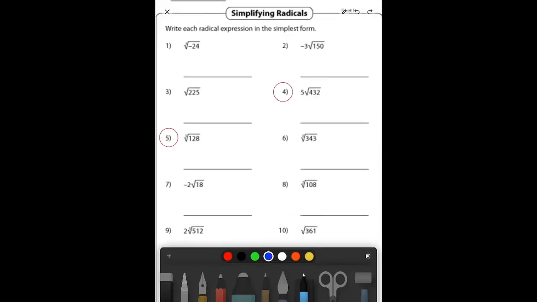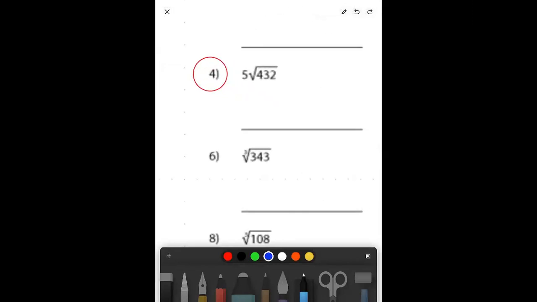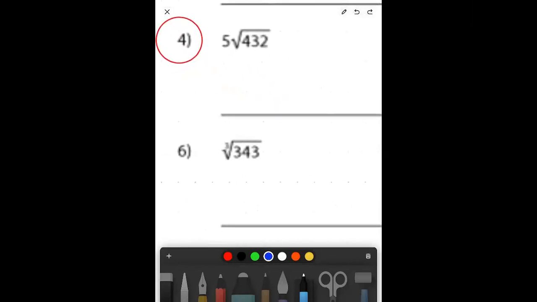And I'm going to start with this one, number 5. So this is 5 times the square root of 432. Now they want us to simplify this. So this means that they don't want you to just put it into the calculator and then do the square root of 432 because you might get a decimal. They want you to simplify this to the simplest root, the square root that you can have, and then everything else you kind of pull out.